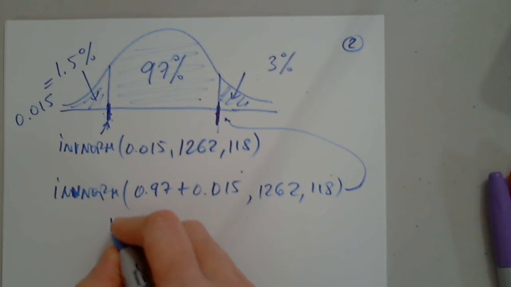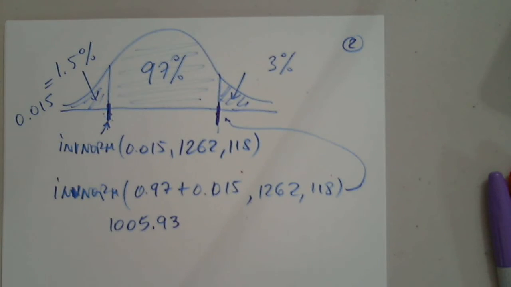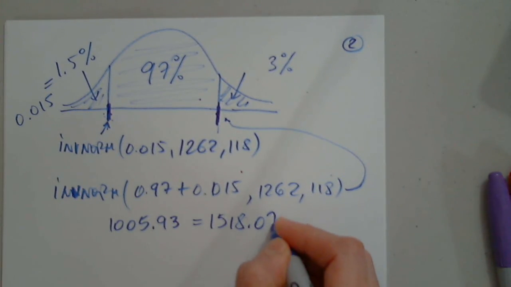Okay, so it's 1,000, the big one, 0.93. And let's see the middle. I will just copy the entry and change this into 98, right? So we have 0.97 plus 0.01. That's what it is. So enter. Okay. So 1518.07. And then I'll go in and I'll put it in.